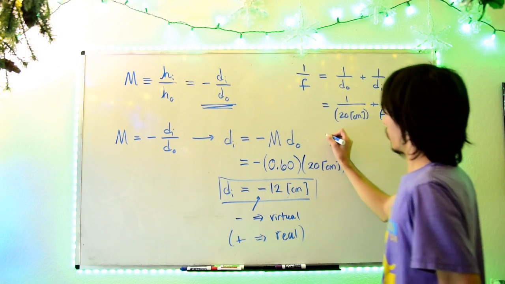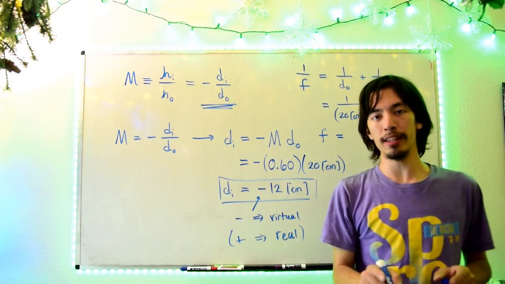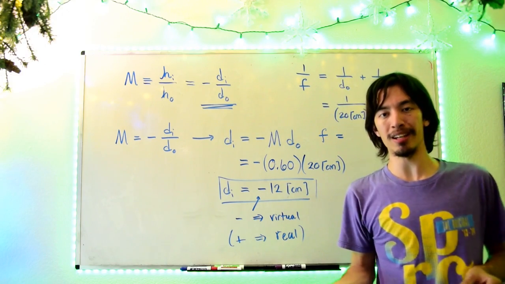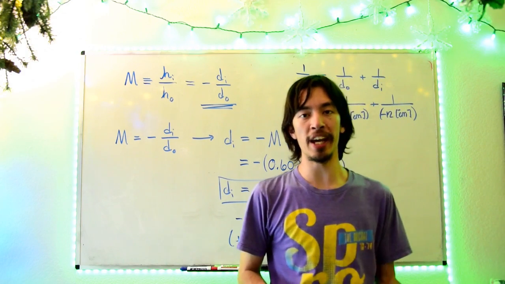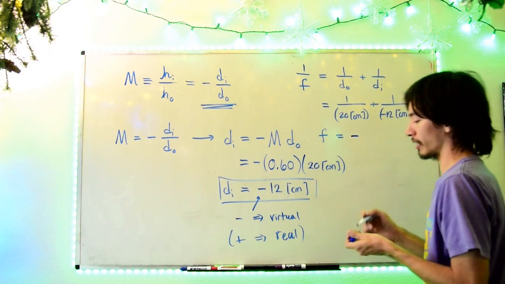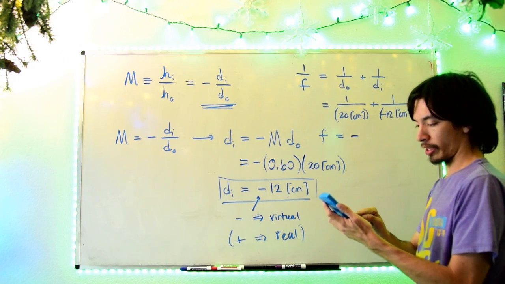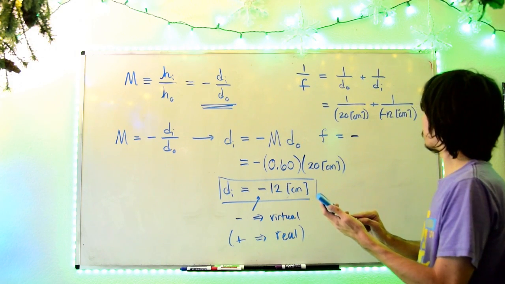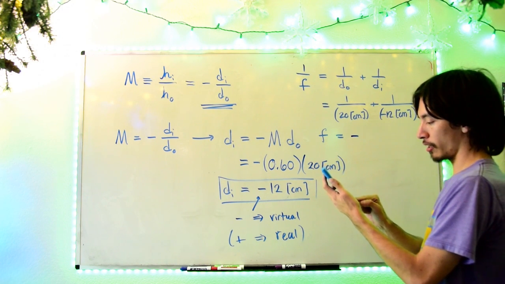Now, before you even get the focal length, you should expect that the focal length be a negative value because it's a diverging lens. Diverging systems have negative focal lengths, so this kind of lens should have a negative answer. And let's see what we get. 1 over 20 plus negative, so we're actually subtracting 1 over 12.